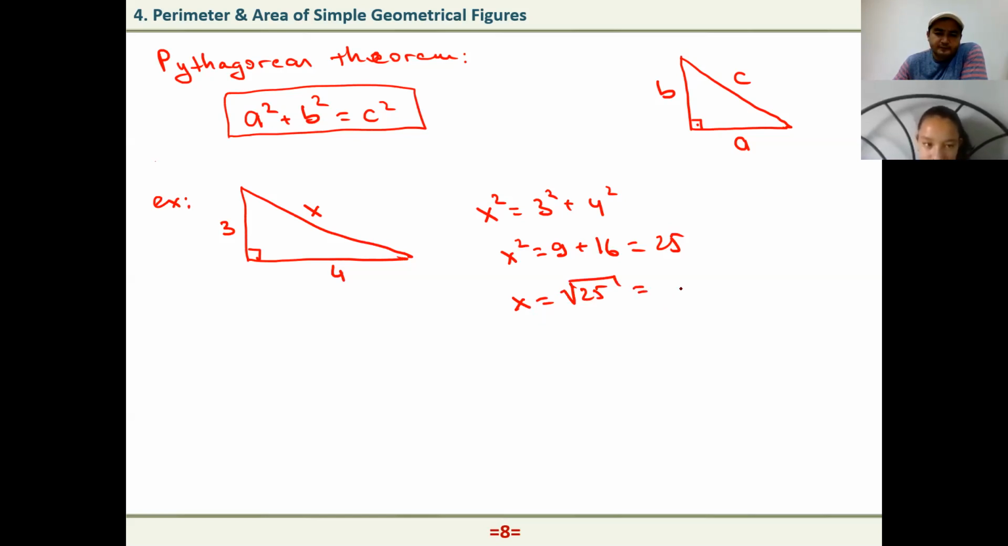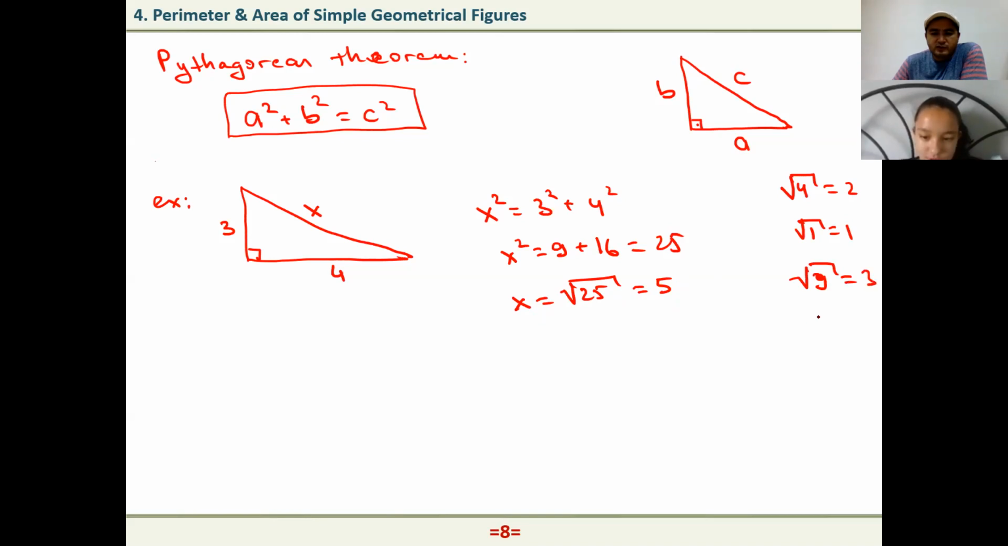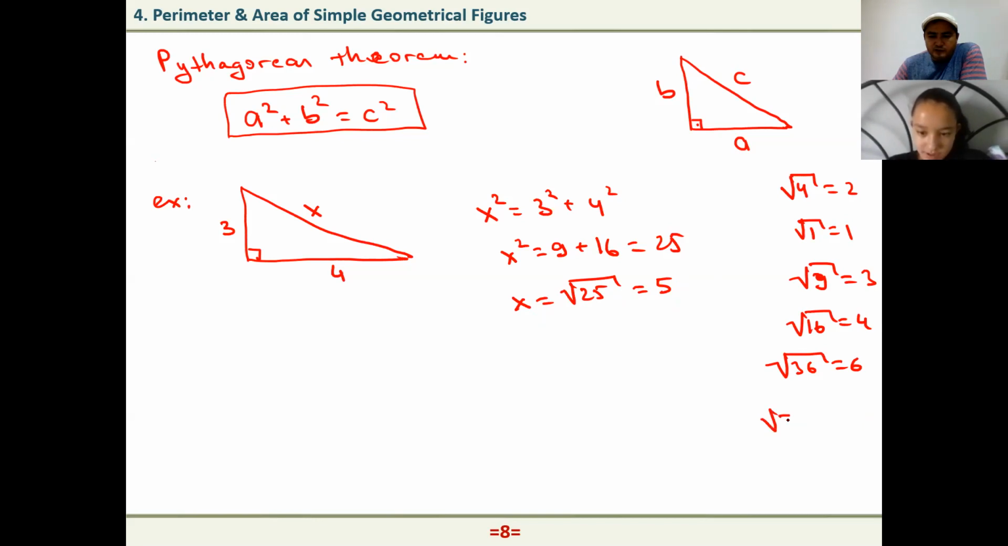X is the square root of 25. And what is the square root of 25? It is 5, right? Square root of 4 is equal to 2. Square root of 1 is equal to 1. Square root of 9 is equal to 3. And square root of 16 is equal to 4. And square root of 36 is equal to 6. And how about square root of 7, Shahina? We don't know.